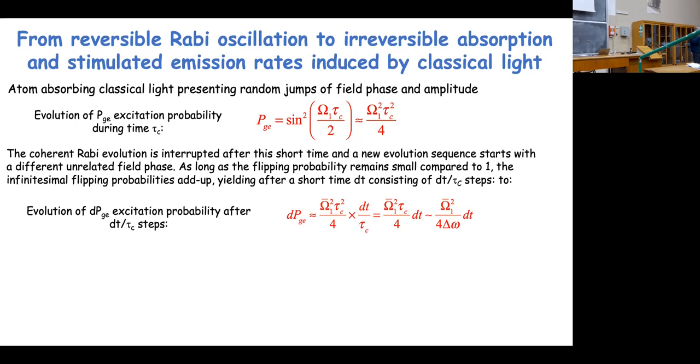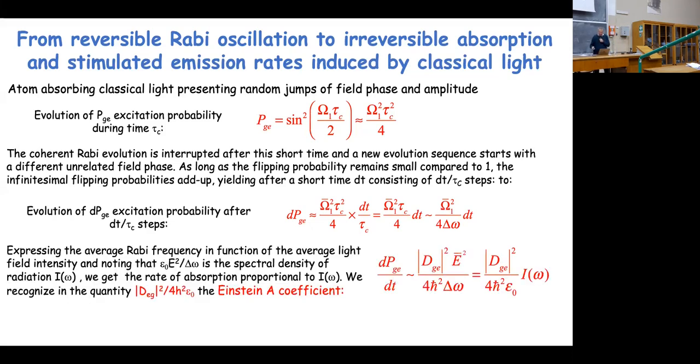Omega 1 squared is intensity, and divided by the frequency interval over which the field is distributed, by definition, this is I of omega. It is the spectral density, the amount of energy per time, per frequency interval. And so now you see that by this expression, I recover the quantities which Einstein introduced in his paper. I have dp over dt equal to this. And this is just I of omega.